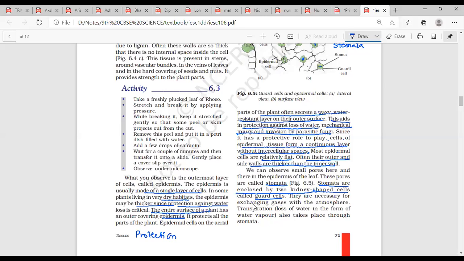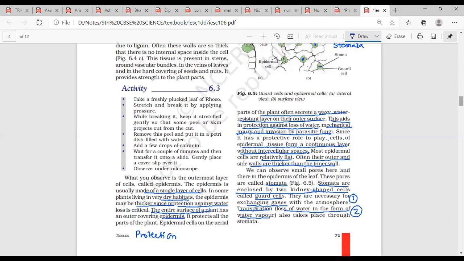Transpiration, that is here. These are the two functions of guard cells, an always-asked question. One is exchanging gases and the second one is transpiration. What is transpiration? Loss of water in the form of water vapor, which also takes place through stomata. So these are the two functions.